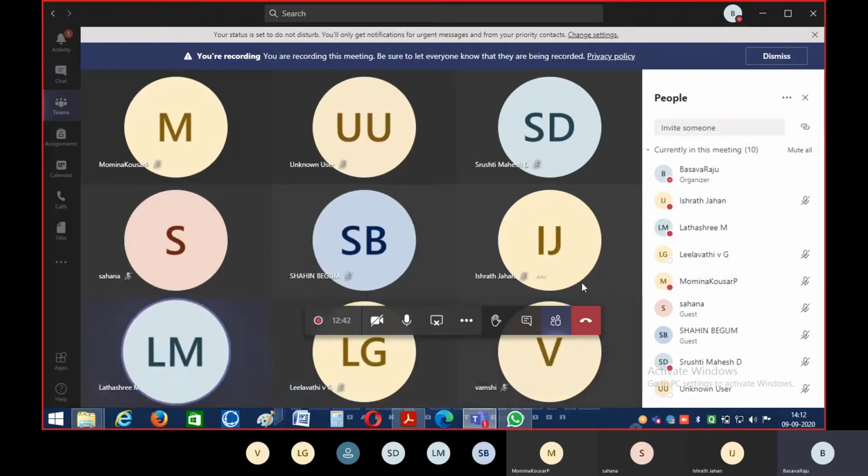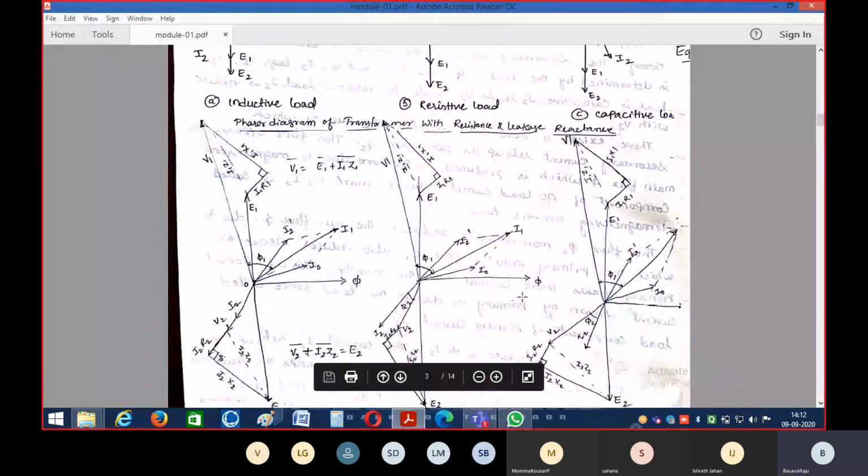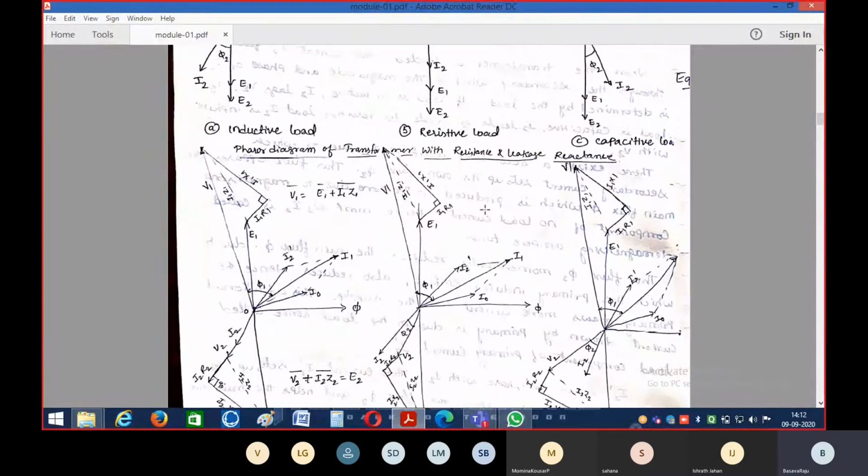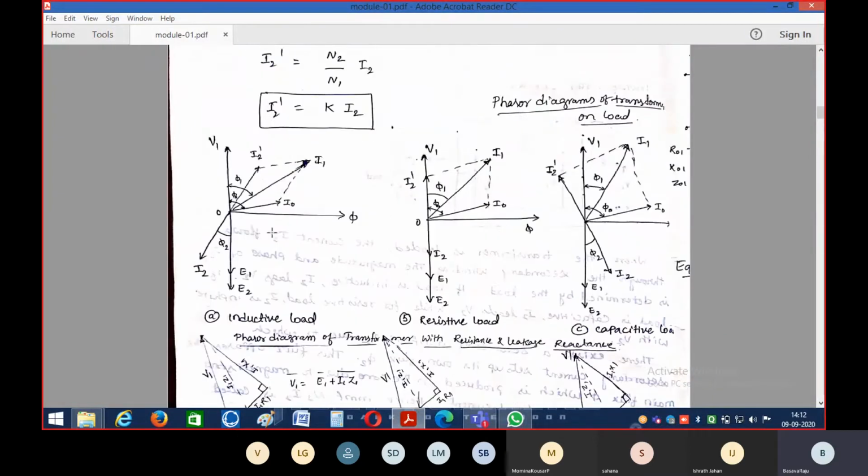Okay, we will just continue with the next topic then, no issue. So this is the vector diagram that we are supposed to discuss in today's class. Actually, in the previous class we drew the vector diagrams for the transformer on load condition.